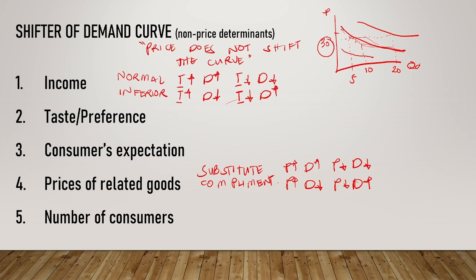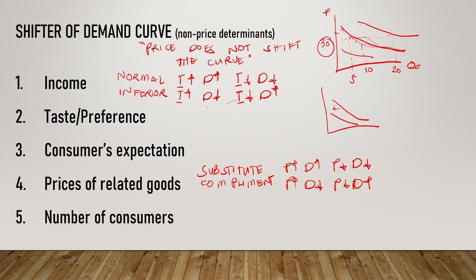And next is the price of related goods. What will happen to the demand curve? Let's go back to our demand curve. If people's income increases, what will happen to the inferior good, fish? It moves down. Because income increased, its demand decreased, therefore it will be an inward shift. It is an inward shift, therefore decreasing.